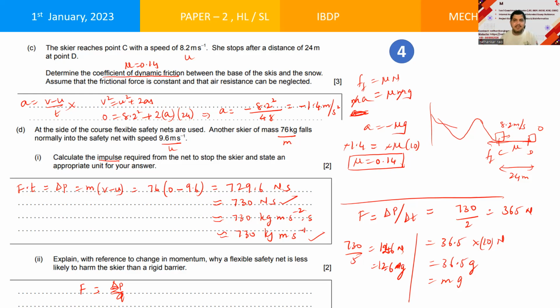That's why a flexible safety net is used. So what is the answer? Either you can give it in the form of the answers like this, or you can also say the flexible safety net is used to increase the time of impact. Time of impact, right? You need to increase the time of impact.